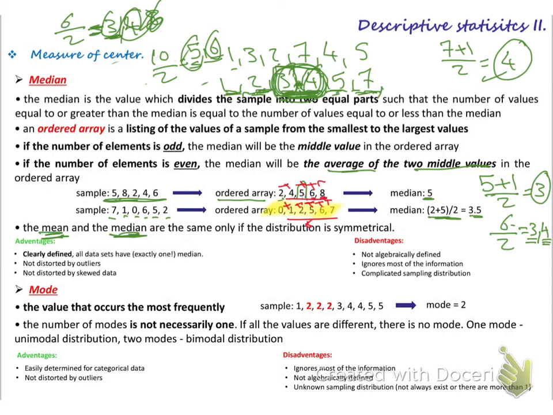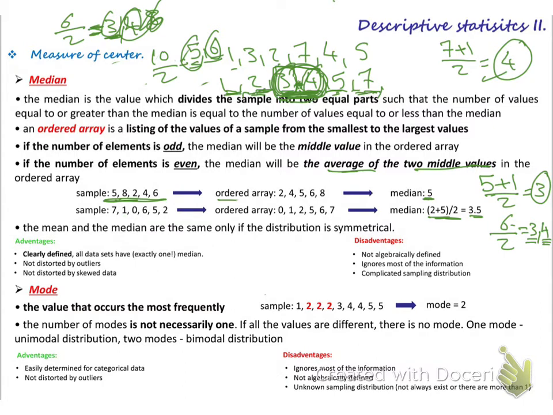So the count of the numbers before it equals the count after it. So the mean and the median could be the same only in one case: if we have a symmetrical distribution. Like this, we have a symmetrical distribution. Okay? So it's like a mirror. The left side is symmetrical to the right side. So in this case, the median and the mean will be the same. It could be a theory question: what is the case when the median and the mean are the same? If we have a symmetrical distribution.